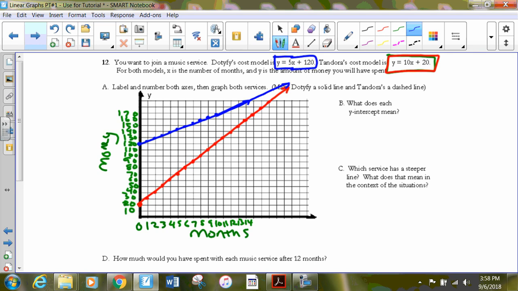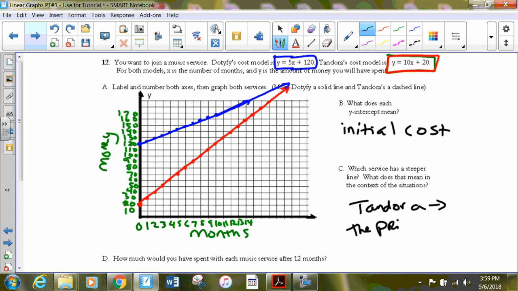So what does the y-intercept mean? Well, with both of these, it really represents the initial cost of the music services. So we're just going to put initial cost. And then which service has a steeper line? Well, we can just tell by when we were graphing it, that Tandoras has a much steeper graph. And it says, what does that mean in the context of the situation? Well, that means that the price goes up faster.